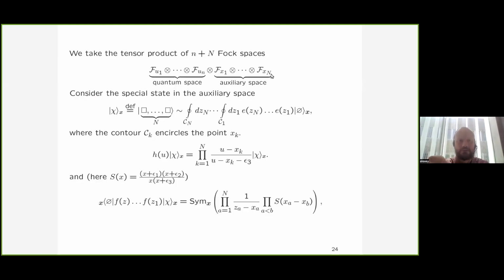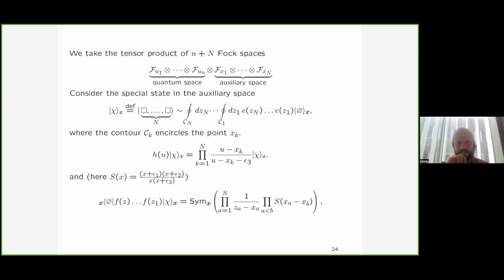Okay, and then another ingredient, I'll need a special state in the auxiliary state. I call it chi of x. It's a very special state. It's kind of filled homogeneously. I put one box in each vacancy, okay? And so meaning that I just have acted by the product of large n creation operators and have taken the residues just at the corner of each Young diagram.